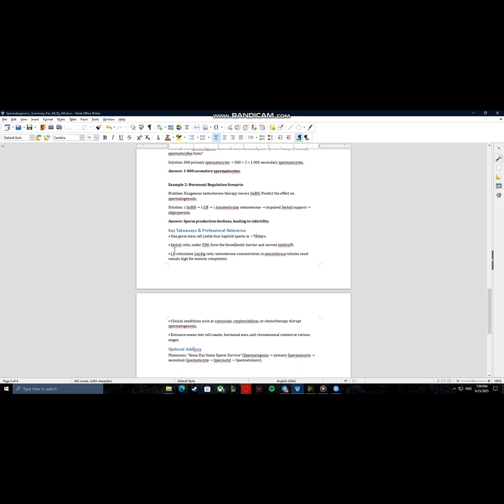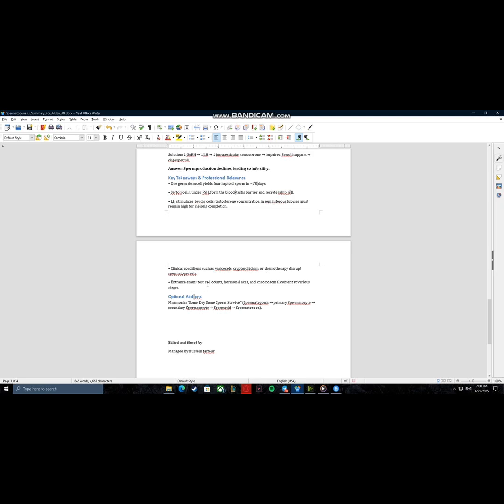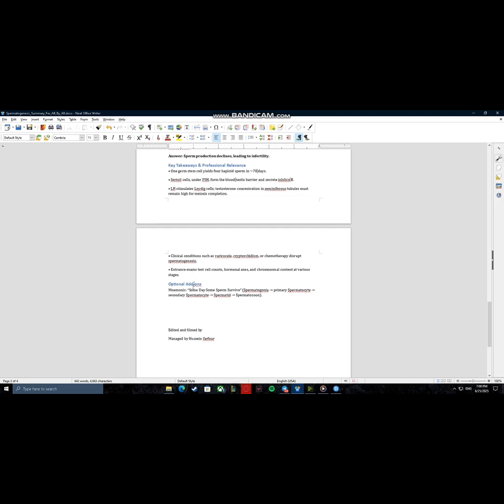You must remember these for the exam. One germ stem cell yields 4 haploid sperm cells in almost 70 days. Sertoli cells under FSH form the blood-testis barrier and secrete inhibin B. LH stimulates Leydig cells. Testosterone concentration in seminiferous tubules must remain high for meiosis completion. Clinical conditions such as varicocele, cryptorchidism, or chemotherapy disrupt spermatogenesis. In the entrance exam, also remember to check cell counts, hormonal axes, and chromosomal content at various stages. These are important because they're always asked.